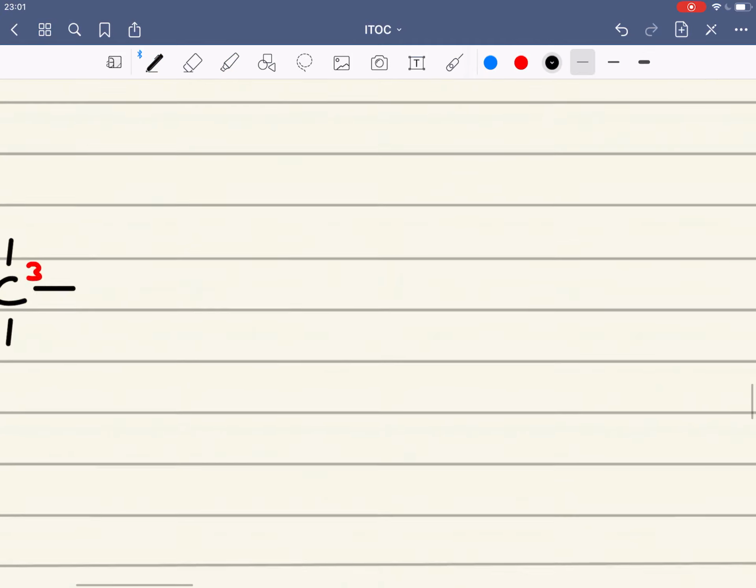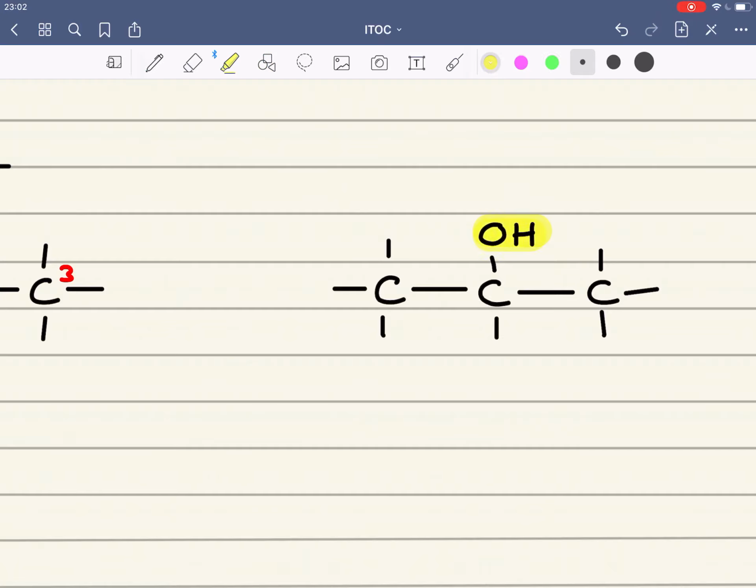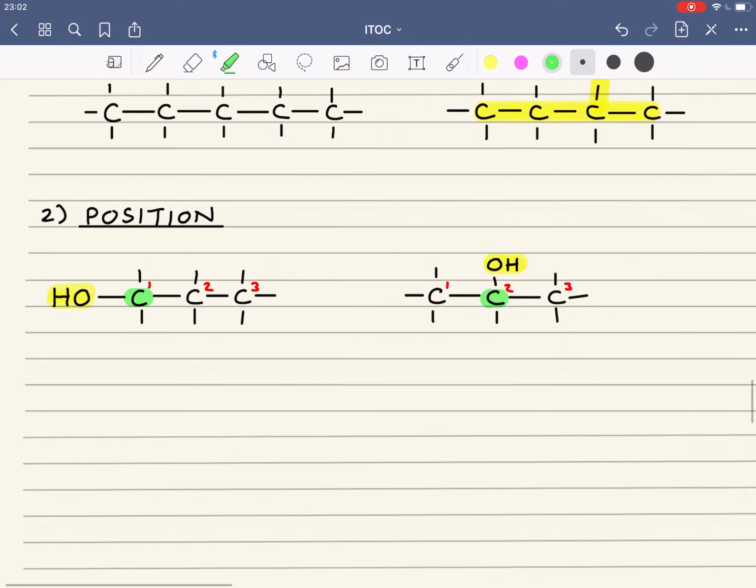A position isomer of propan-1-ol means that the OH, the functional group, must be on a different position on the carbon chain. So the OH group will be on carbon number 2. So again, it's my functional group, and it's now placed on carbon number 2, propan-2-ol, a position isomer of propan-1-ol.